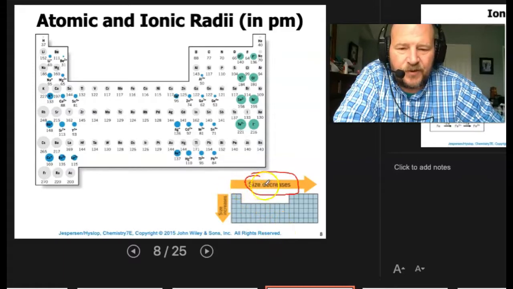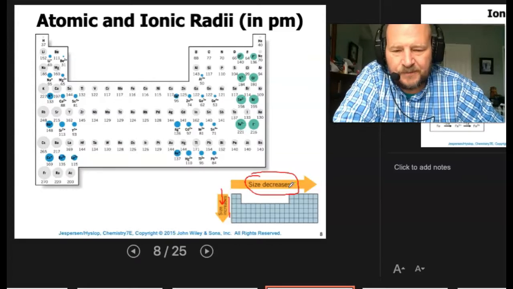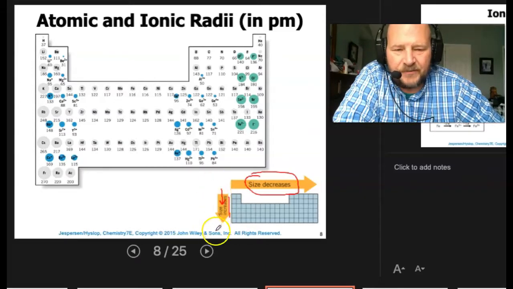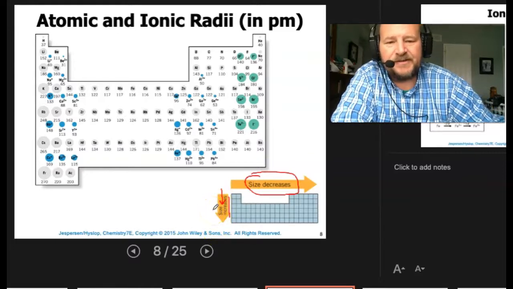As we move across the periodic table, we see that the size is going to decrease. And of course, as we move down the periodic table, we're going to see the size will increase. Right? So as I move across, it's getting smaller because that Z effective is getting larger and pulling those electrons in closer. And if I move down the group, then I'm adding a shell, and so we're going to see an increase in atomic radii.